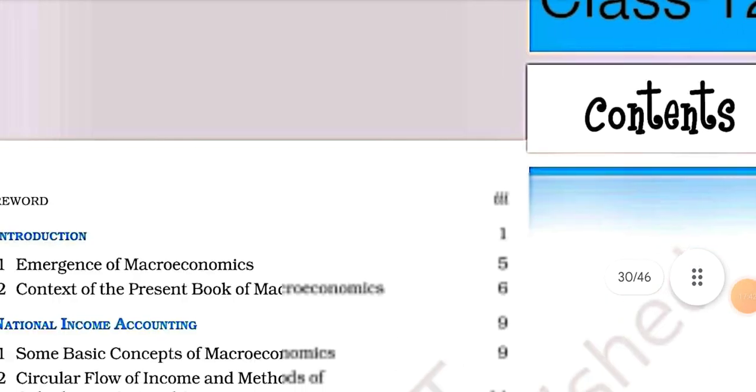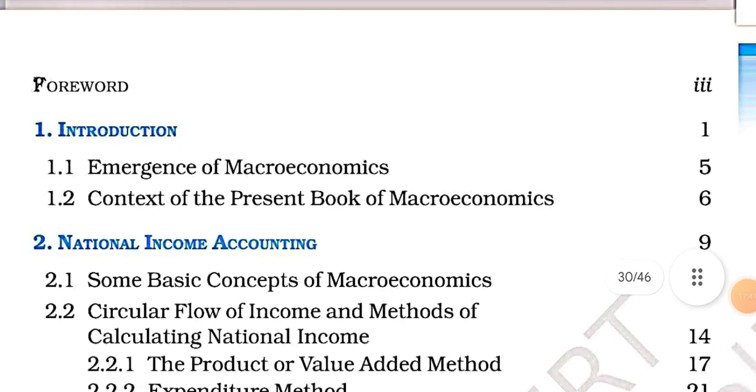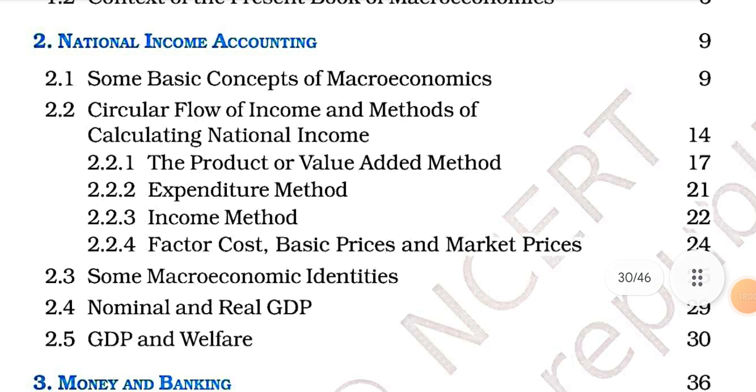Class 12 Contents. Foreword. Introduction. 1.1 Emergence of macroeconomics. 1.2 Context of the present book of macroeconomics. 2. National income accounting. 2.1 Some basic concepts of macroeconomics. 2.2 Circular flow of income and methods of calculating national income.